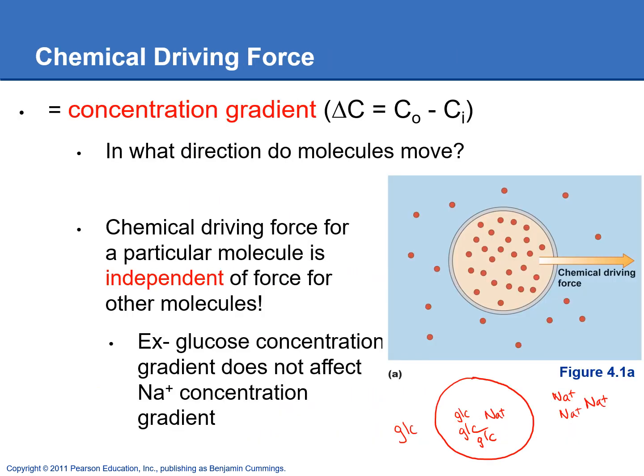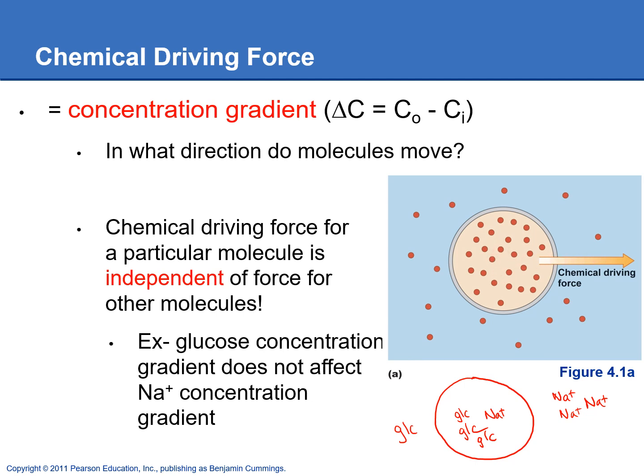All right, so let's take a look at the chemical driving force first. This one's easy, you've learned it before. This is just the concentration gradient. Remember that molecules like to move down their concentration gradient. So they want to move from areas of high concentration to areas of low concentration. So you can see in this picture from your textbook, we've got a higher concentration of these red molecules inside the cell than we do outside the cell. So our chemical driving force is going to be out of the cell.